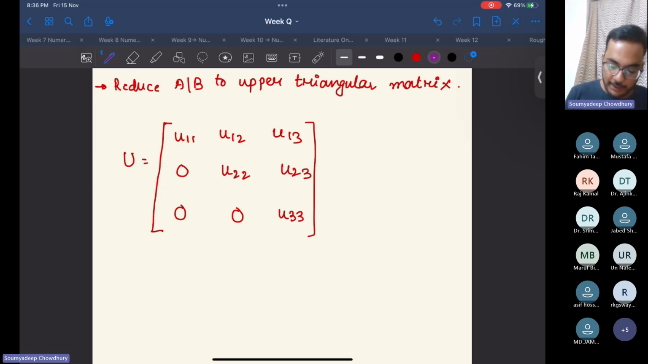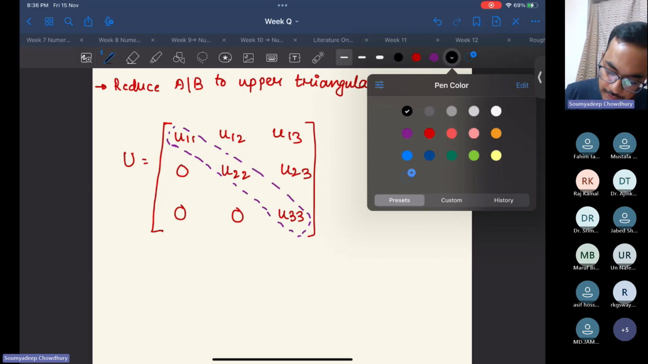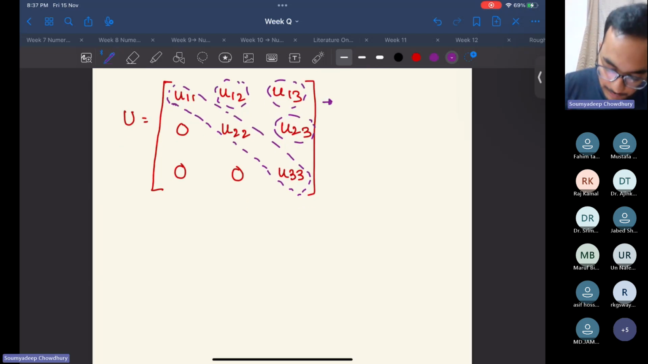So what is your principal diagonal here? This is your principal diagonal, right? So if this is your principal diagonal, anything above it, that is these elements, and this element, and this element, will be non-zero. All elements in the principal diagonal and all elements above the principal diagonal will be non-zero. Anything below the principal diagonal will be 0 for an upper triangular matrix.